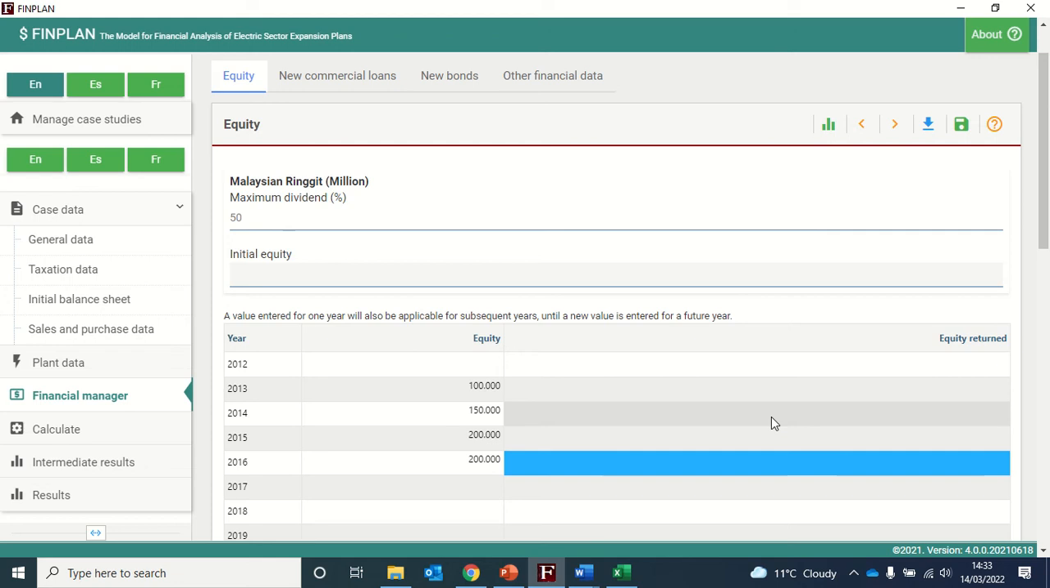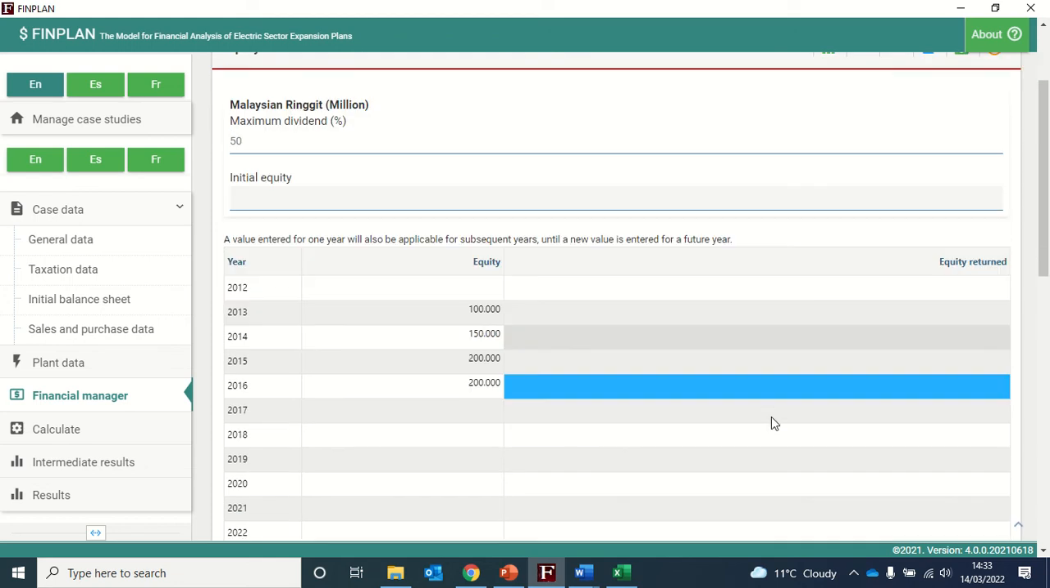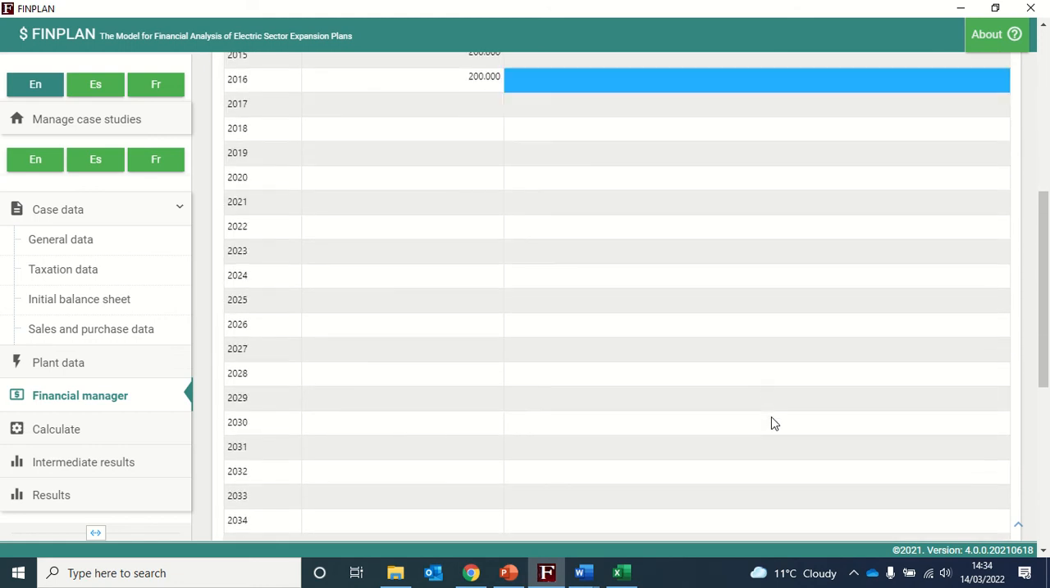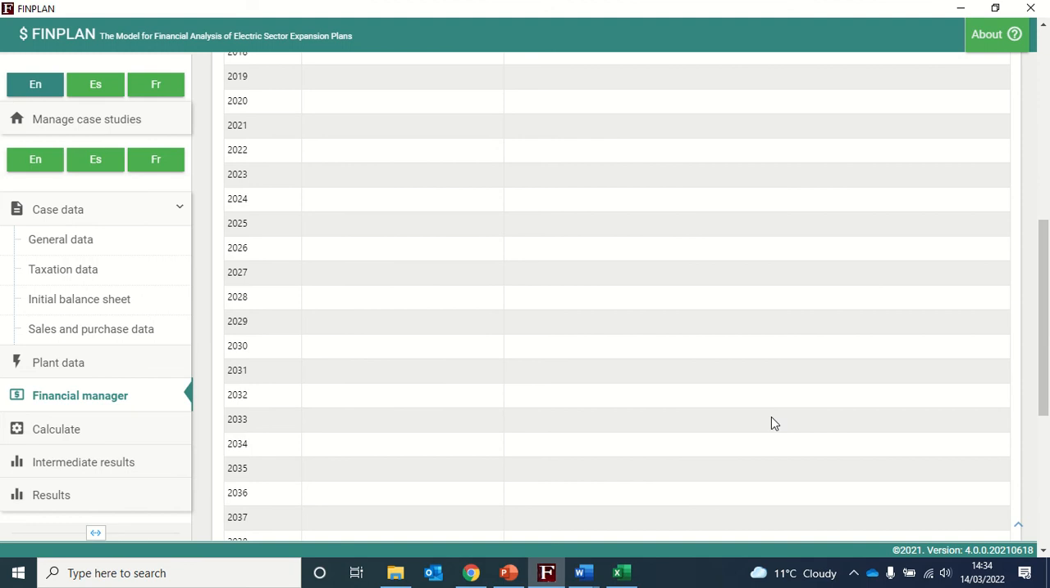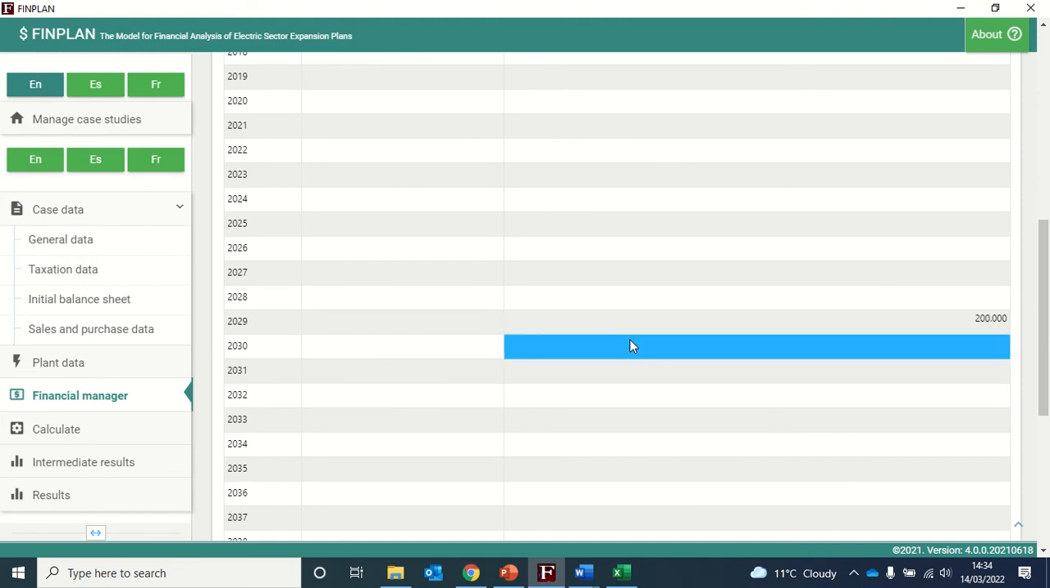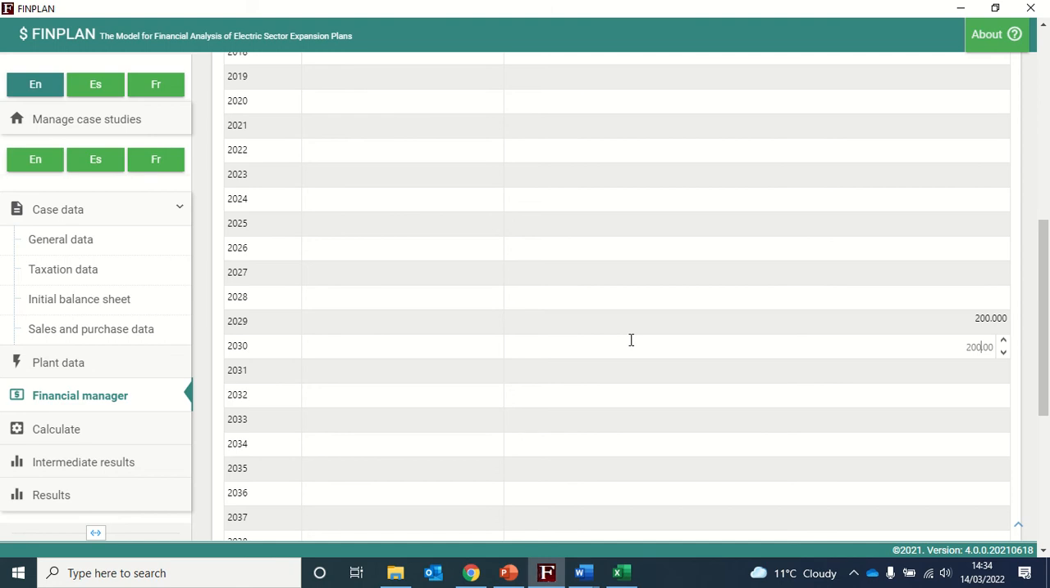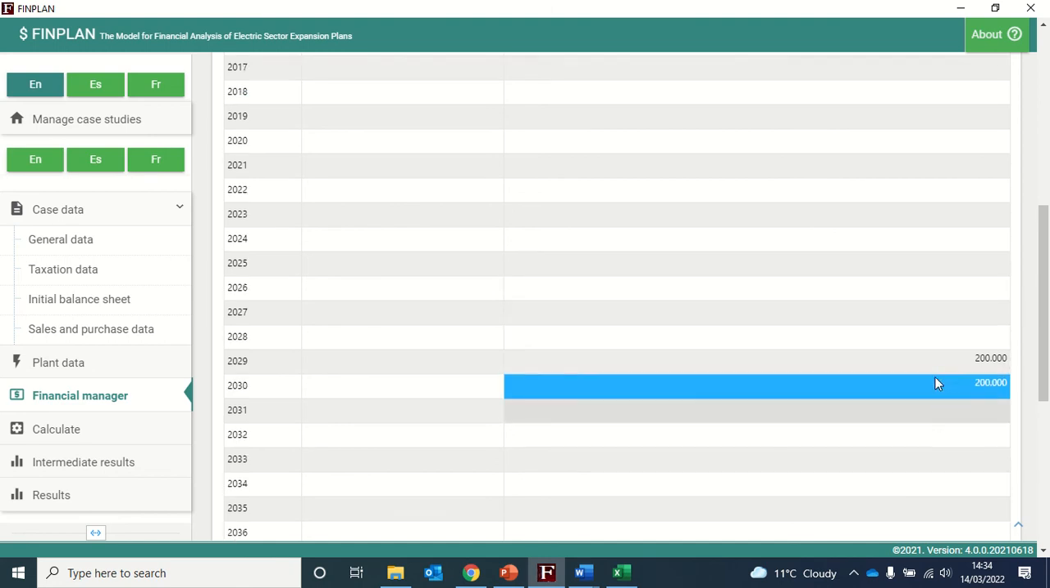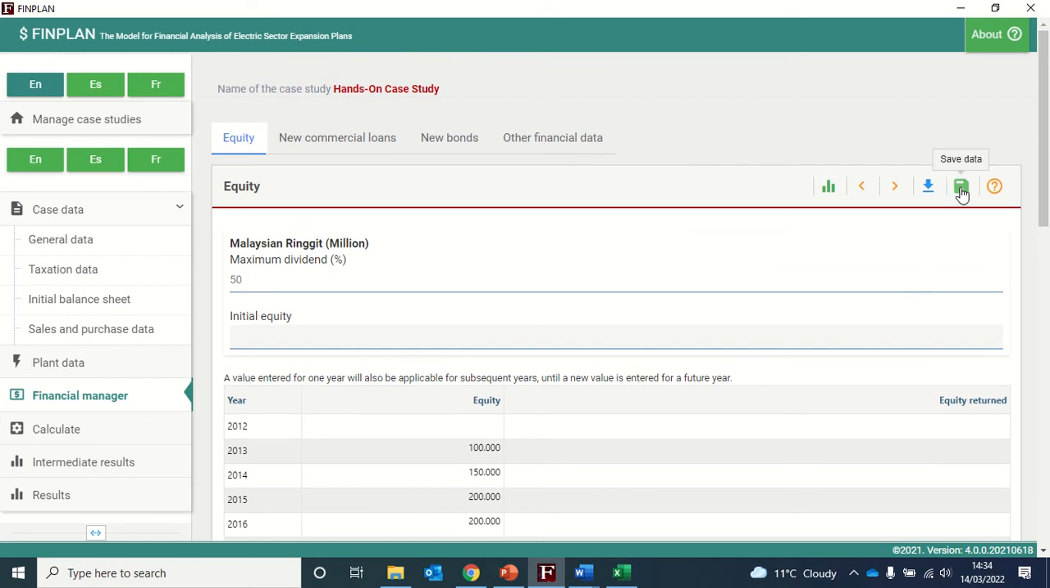We're also told in the hands-on that FINPLAN allows share buyback, equity withdrawal, or equity return, which can be done when a project has enough surplus money after loans are repaid. So following this, we will put the number 200 for the years 2029 and 2030, as loan repayment will be completed by the year 2028. So now we will save our data.